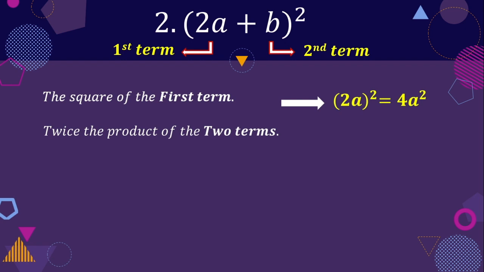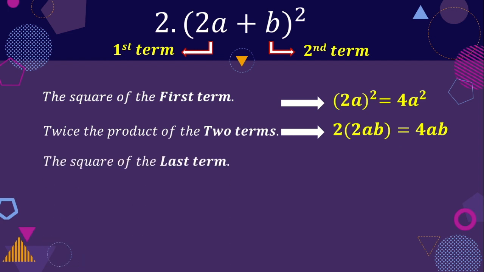Next, twice the product of the two terms. Our two terms are 2a and b. And all we have to do is to get twice its product. And we will have 2 times 2ab equals 4ab. And for the last step, we have the square of the last term. b is our last term, so we simply need to square it and we will have b squared.